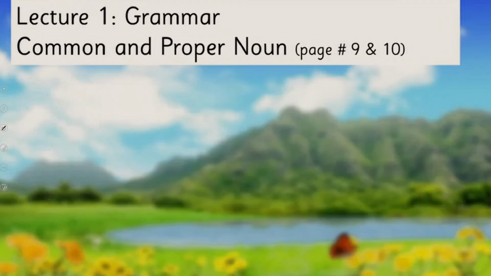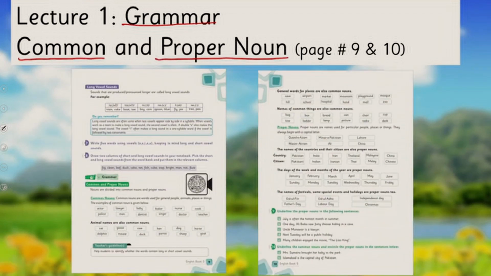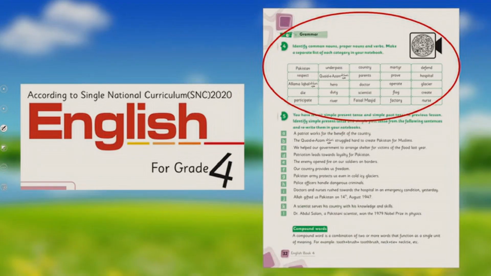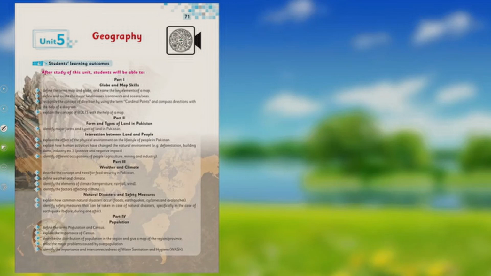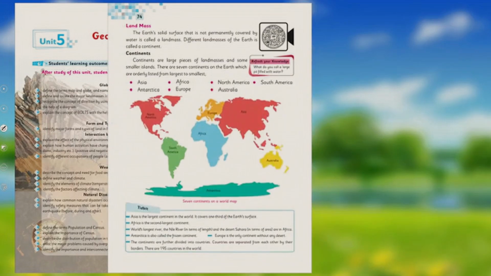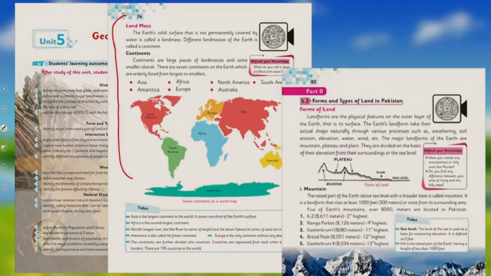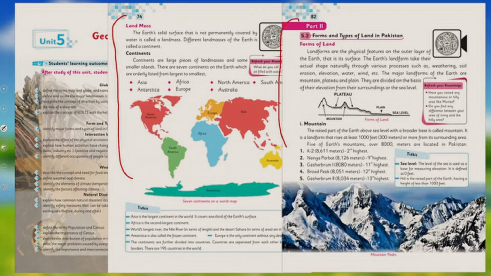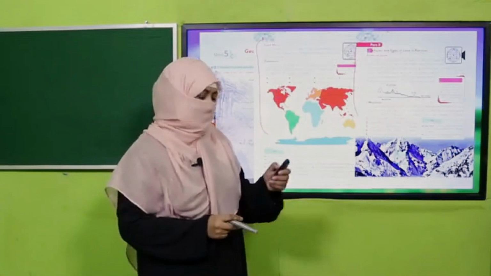Yes, my dear students, today's lecture 1, under the title of grammar, we are going to learn about common and proper nouns. We'll cover page number 9 and 10 of your book. Before this, in your English for grade 4, I have taught you about common and proper nouns. I hope you remember. If not, you may watch this video lecture again. And in your geography, Unit 5, you have also learned names of continents, names of mountains, names of oceans, and many more things. So all this vocabulary of grade 4 is going to help you for today's lecture.